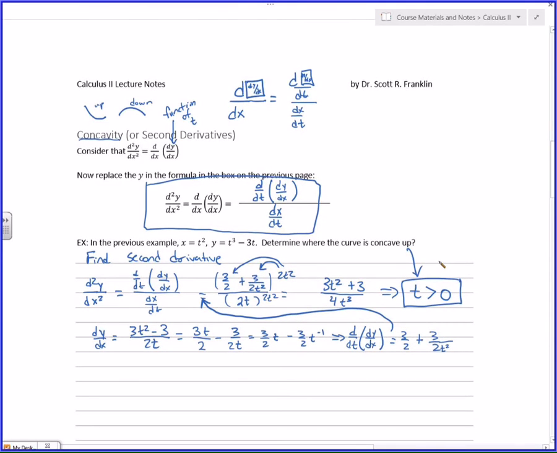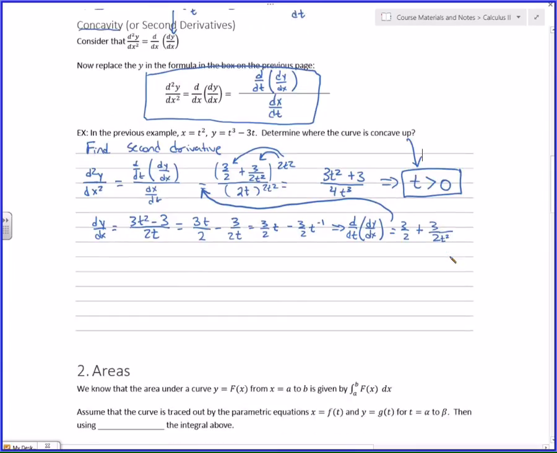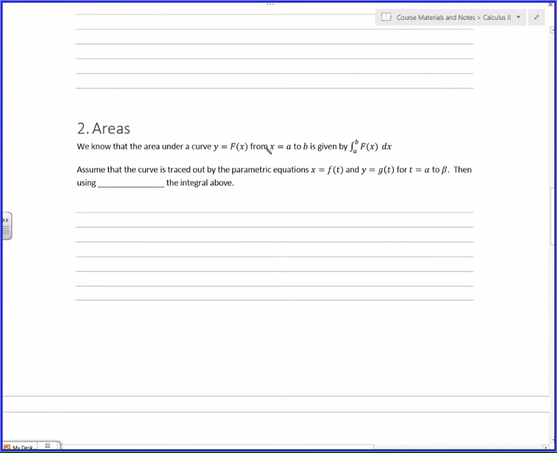Those are just a couple of application questions, but the point of this is you need to be able to take the first derivative, dy/dt over dx/dt, or the second derivative, which is d/dt of the first derivative over dx/dt. So those two boxes are what you need to know for tangents and concavity.